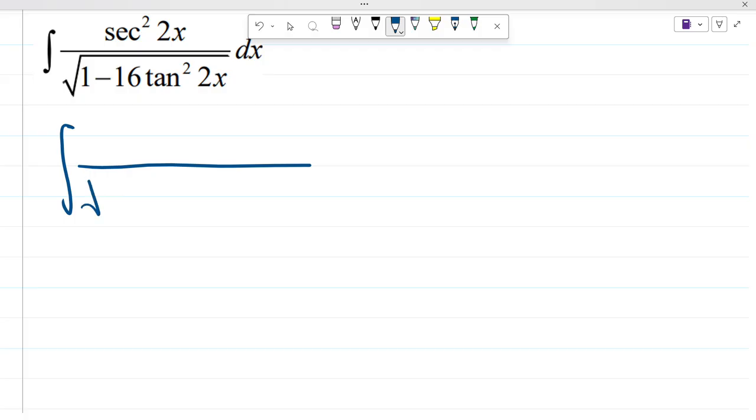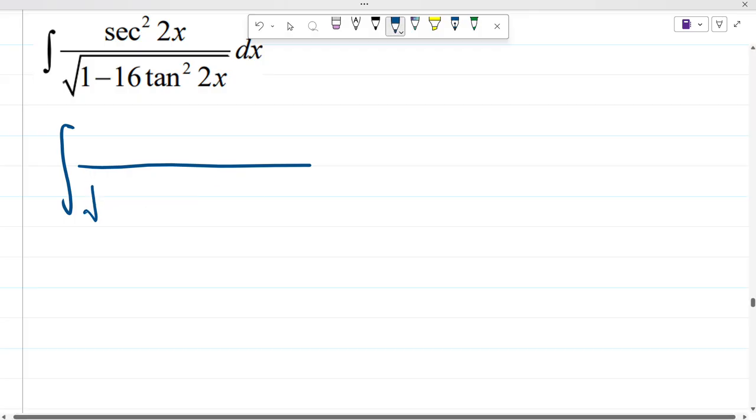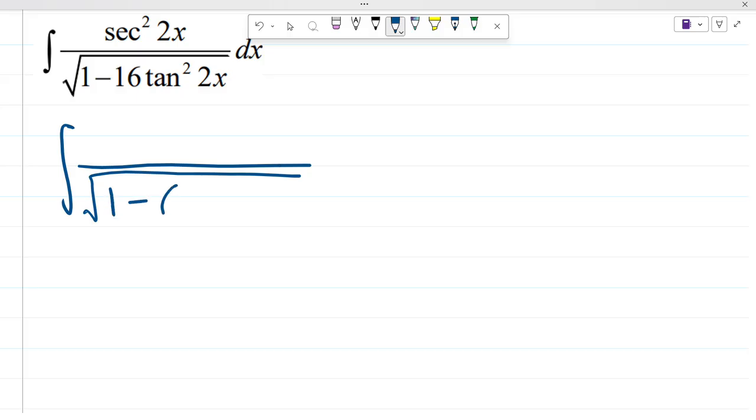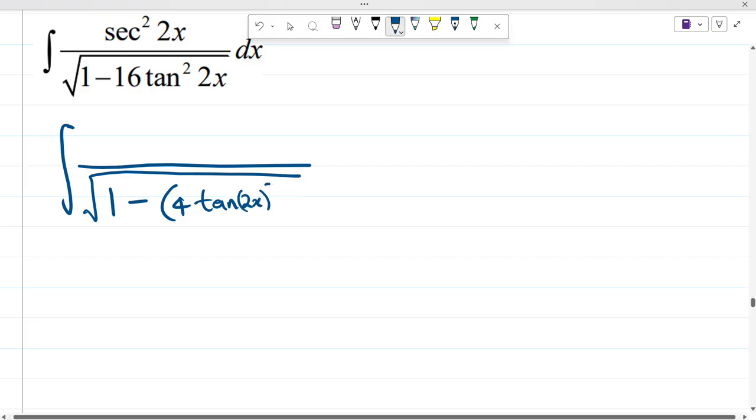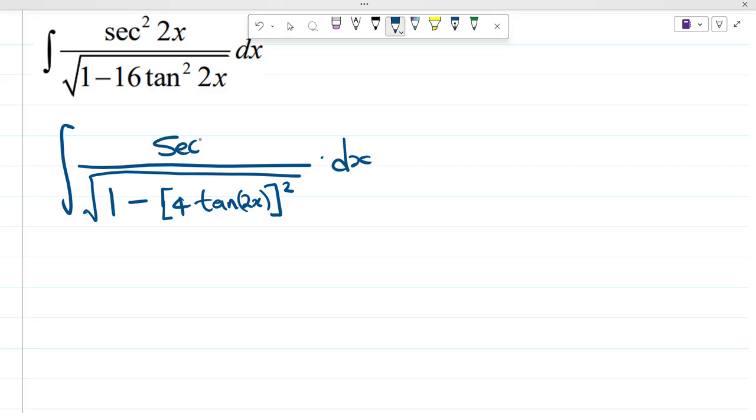So let's rewrite this first in a nice way. This is just going to be the square root of 1 minus 16, which is the same as 4 tan squared of 2x, and then we square it so that we can go back to how it was before. We are not here to change the equation. Up there we had sec squared of 2x.